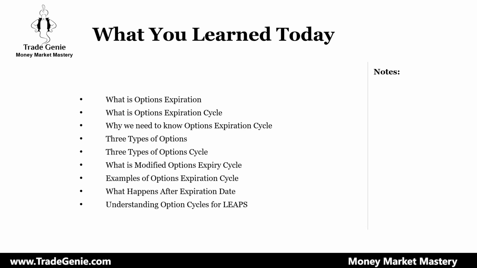So today I explained to you option expiration, and the option expiration cycle, and why we need to know the option expiration cycle, so that we can adjust our position, adopt different strategies, know what's coming, hedge, and speculate. I explained three types of options: weekly, monthly, quarterly. Three types of option cycle: January, February, March cycle. I explained the modified option expiry cycle, which is the current month and subsequent month.